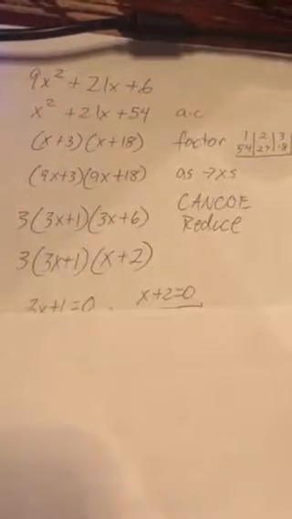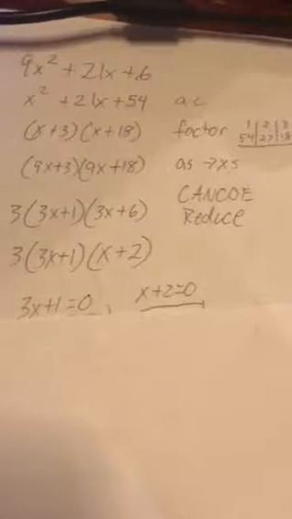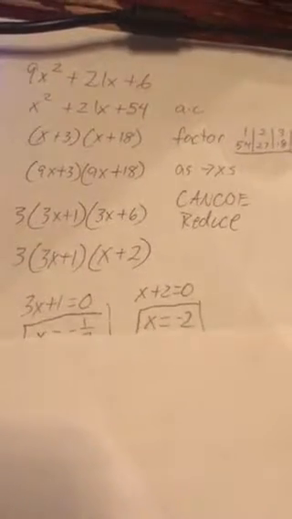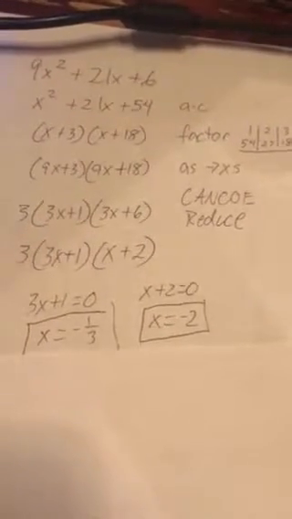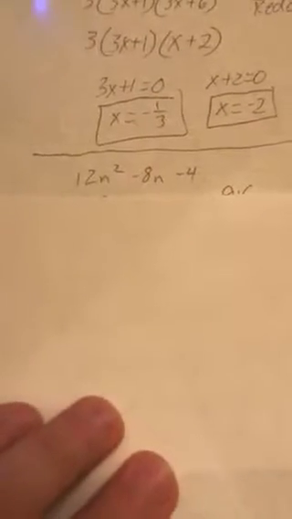Then I go to the very last step of solving, which takes 3x plus 1 equal to 0, x plus 2 equal to 0. Solve, and my answers are negative 1/3 and negative 2. Now, for another problem, and that's on down the page a little bit, but you have about 6 problems that are just like this.